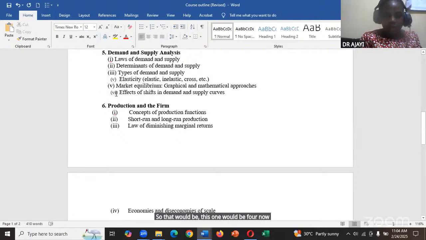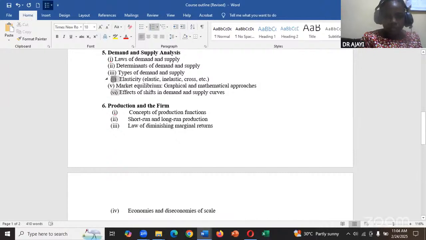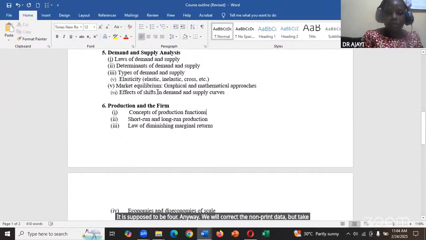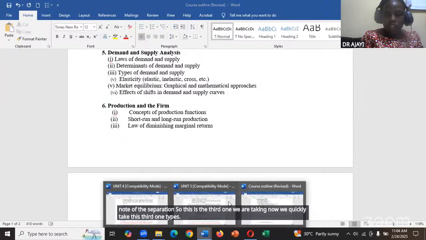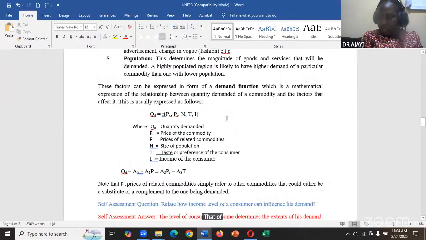And then we have this, which will be 4. This is supposed to be 4. Anyway, we will correct the numbering later, but take note of the separation. So this is the third one we are taking now. We will quickly take this third one, types. Now, I will quickly share that of demand. Types of demand.